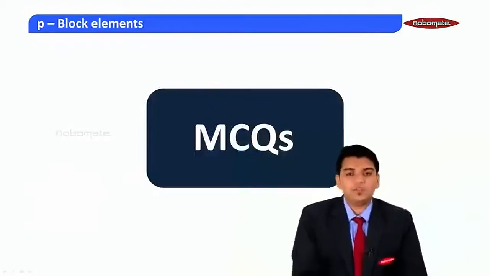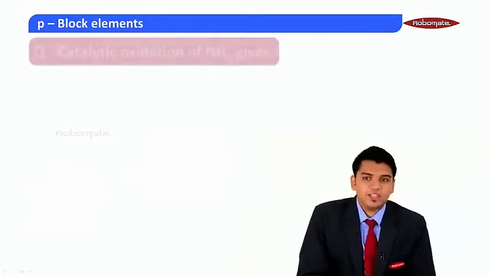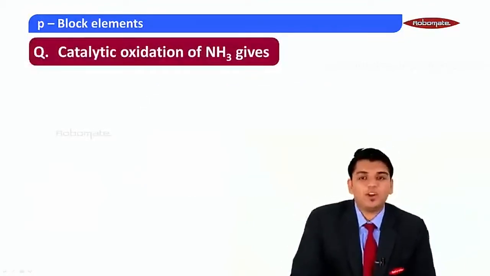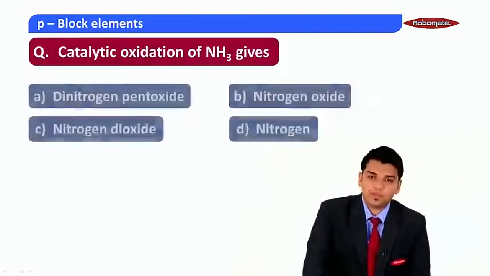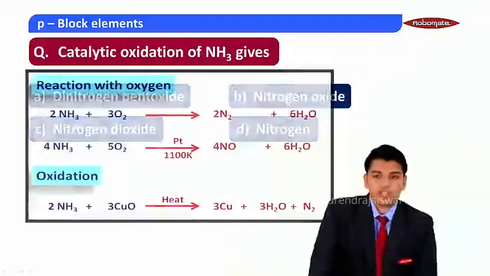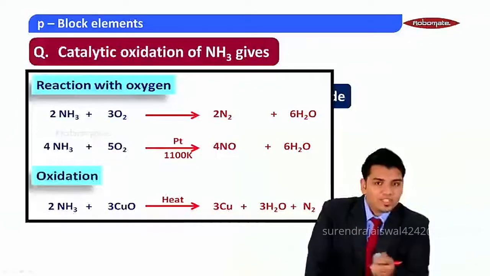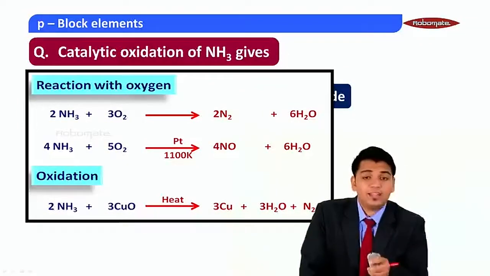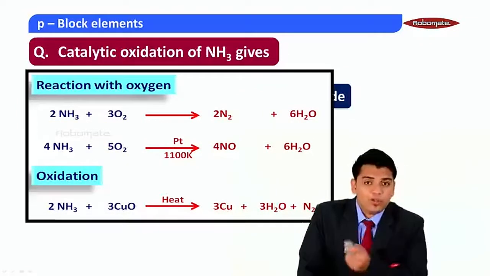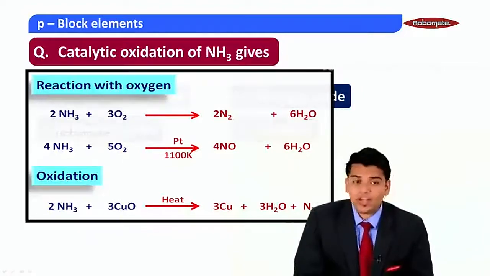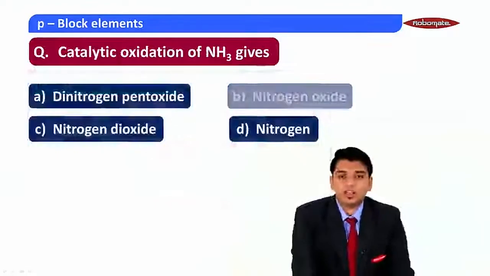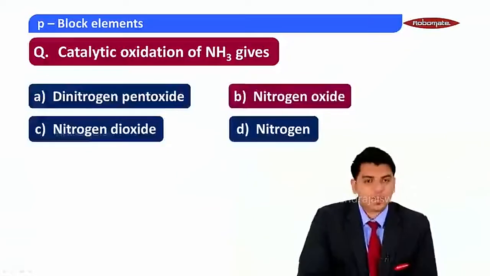It's time for some MCQs now. The first one that we have is catalytic oxidation of ammonia gives. For that we'll have to look at the reaction. The second reaction that we see here contains platinum and it is the catalytic one. So the product which we got here was NO, nitric oxide. So the correct answer is option B, nitric oxide.